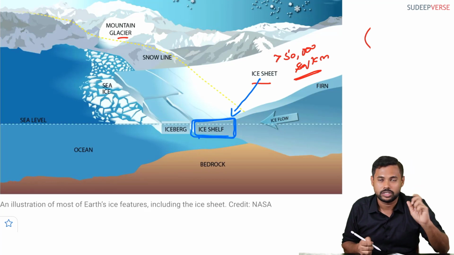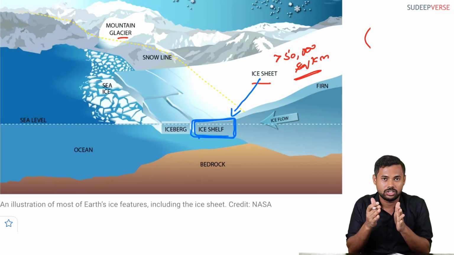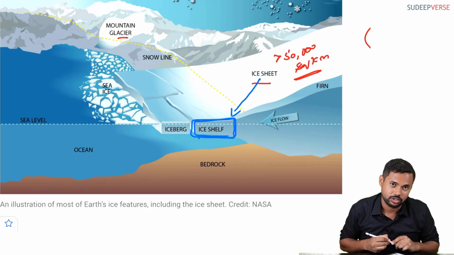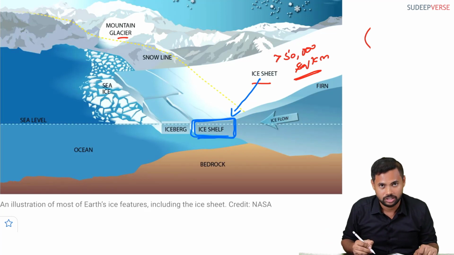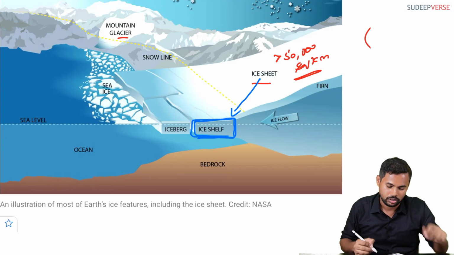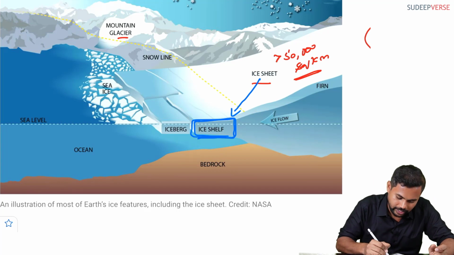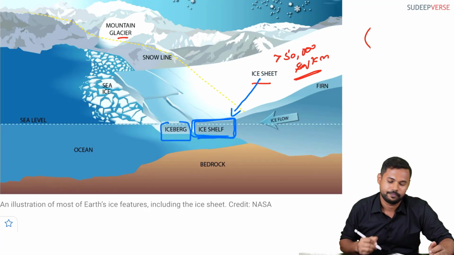So if I have to define what an ice shelf is, when an ice sheet extends over oceans, then you call it an ice shelf. I hope you got this. Once the ice shelves break into smaller parts, then I call it an iceberg.